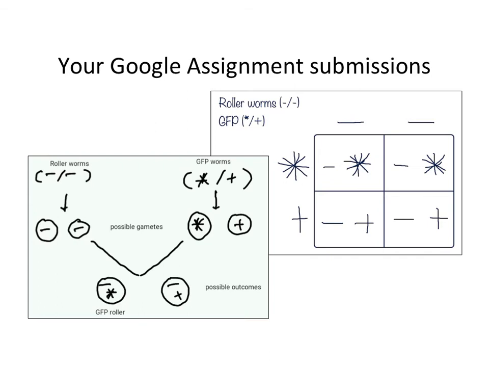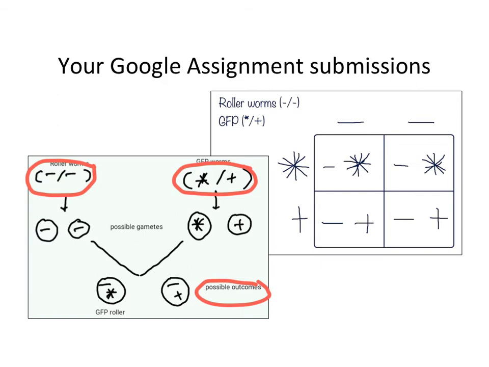So this is indeed the genotype of the roller worm. It has to be mutant, or a minus version of that gene, at both chromosomes. And the GFP worms that I gave you to work with were indeed heterozygous. There was one asterisk, the green fluorescent gene, and one wild type. But let's do a quick group critique.